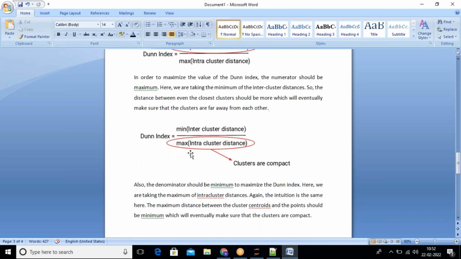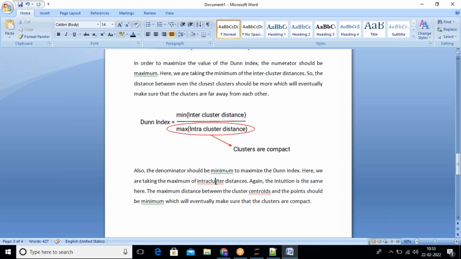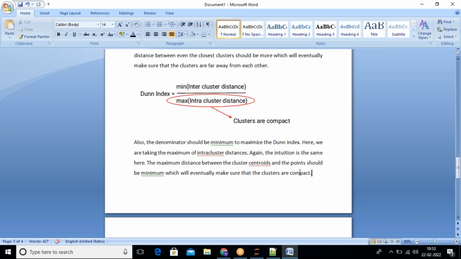See, max intra-cluster distance means the clusters are compact. Compact मतलब एक जगह पर cluster सही में लग रहा है कि yes, it's clustered. So the denominator should be minimum to maximize the Dunn index. Here we are taking the maximum of intra-cluster distances. Again, the intuition is the same here. The maximum distance between the cluster centroid and the point should be minimum, which will eventually make sure that the clusters are compact. That's it, what we call Dunn index. And this is how we calculate Dunn index.